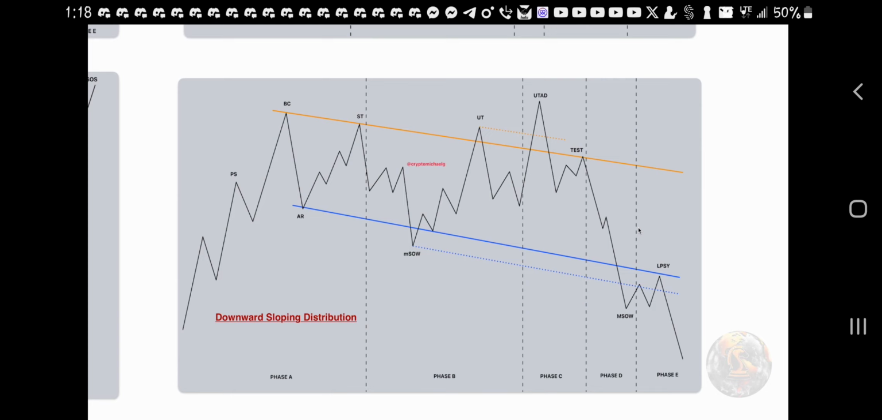Finally, we have a downward sloping distribution. This one has your buying climax, your AR, your secondary test as normal, and then we go straight into a minor show of weakness. We then go for an upthrust, and then we have an aggressive UTAD. This is characteristic of a late stage rally, where you have a strong push up, doesn't take out the highs, a pretty strong sell off, and then a really aggressive push that rejects quite hard. You then have your test.